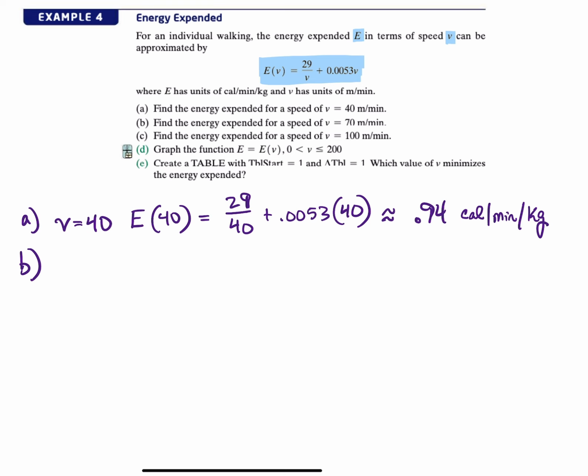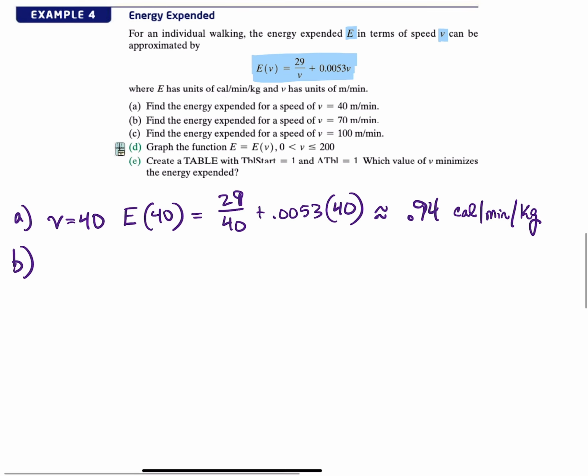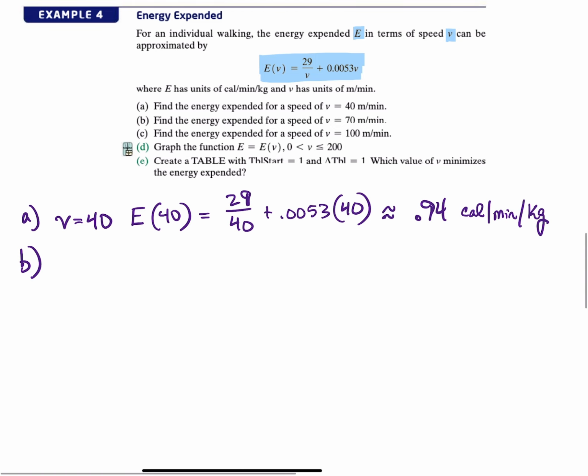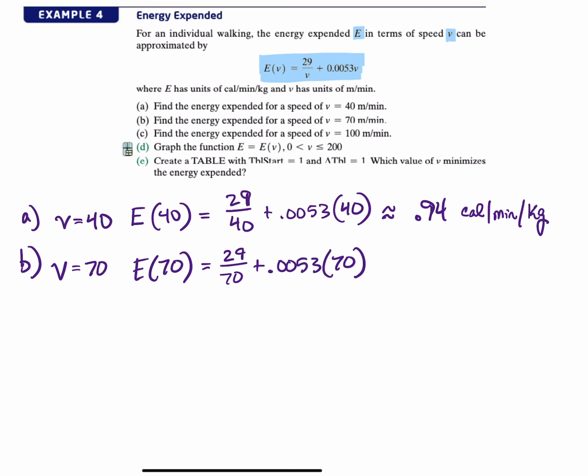For B, find the energy expended at a velocity of 70 meters per minute. Well, that's the same thing. So v is equal to 70, so we're finding E of 70. So just plugging in 29 over 70 plus 0.0053 times 70, which is approximately 0.79 calories per minute per kilogram.